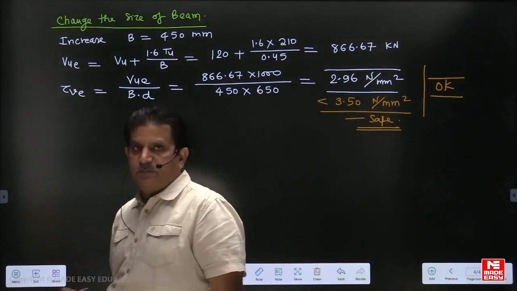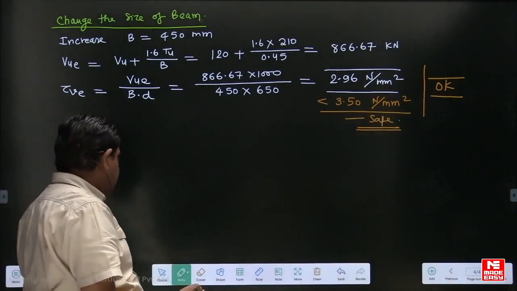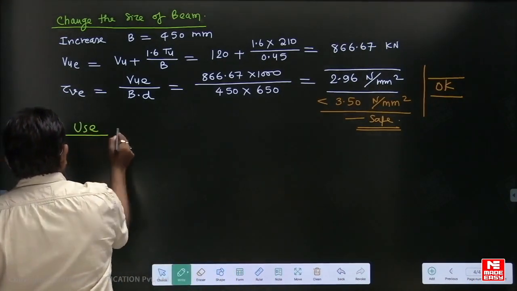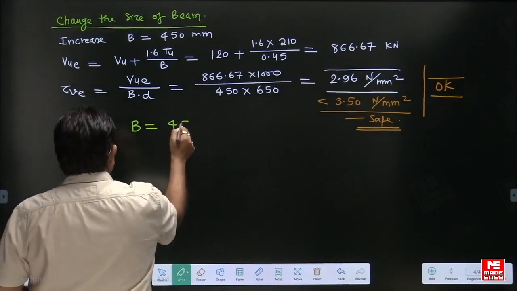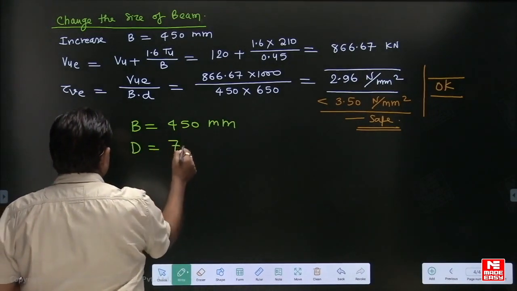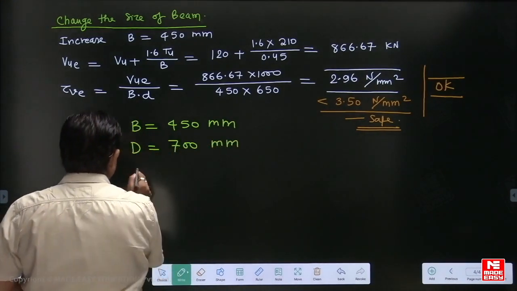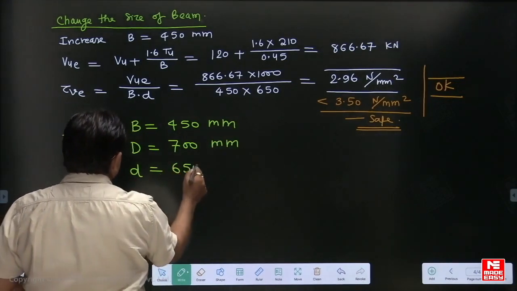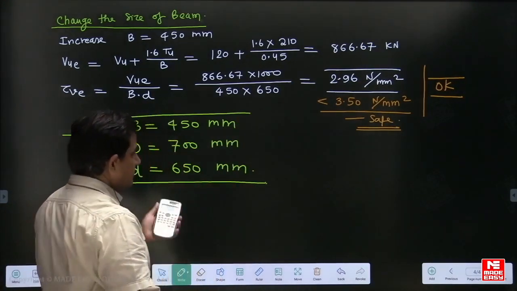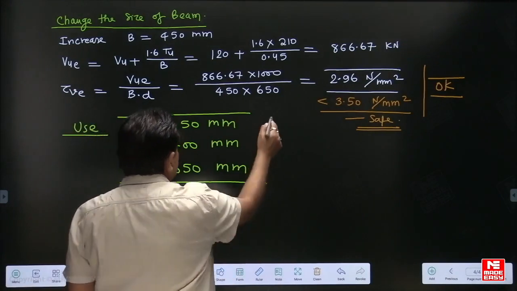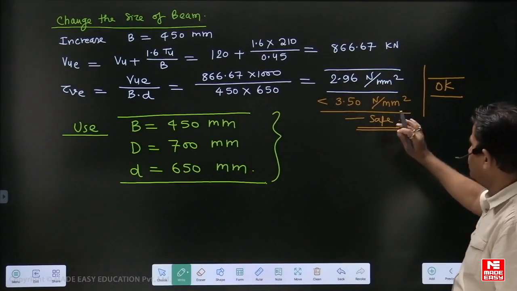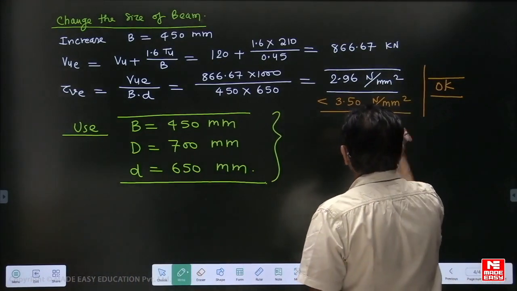So let's design the beam with a width of 450 mm. So let's use width of the beam B is equal to 450 mm. Overall depth is 700 mm and effective depth is 650 mm. Even this beam is okay, safe. Now we can design for these values, and your design values you know already. Now this beam is safe in shear. This is safe from shear point of view.